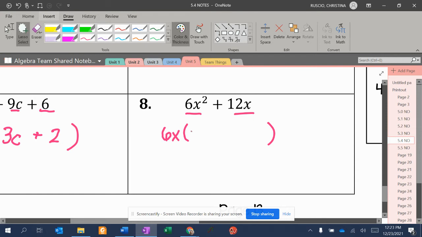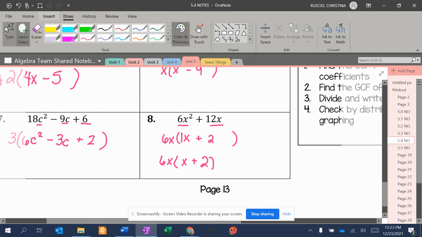When we do that, 6x times x would give us 6x squared. You could also write 1x in there. I'm cool with that. And then 6 times 2 would give us 12, and x times, well, there can't be another x there because then that would have made it x squared. So we could either write this as 6 all times 1x plus 2, or 6x all times x plus 2.